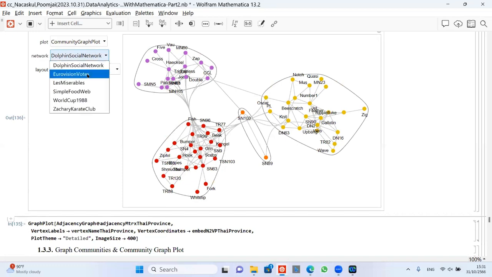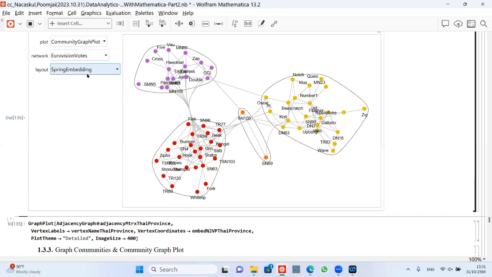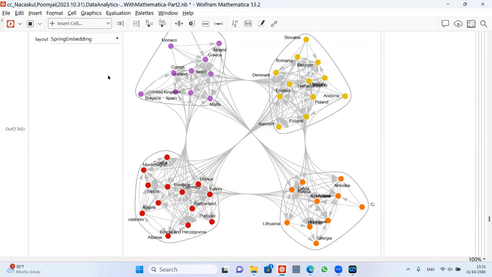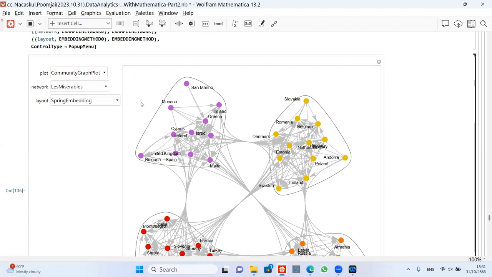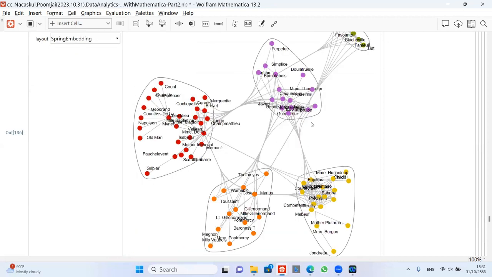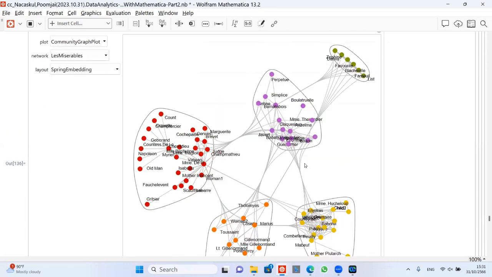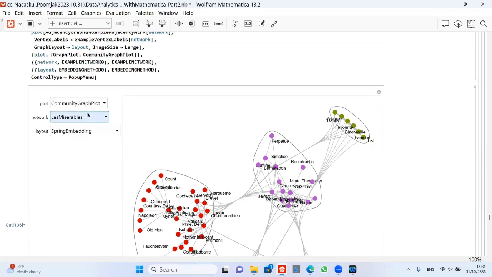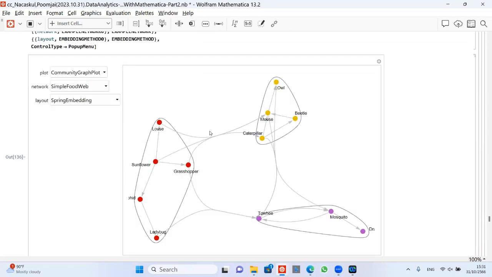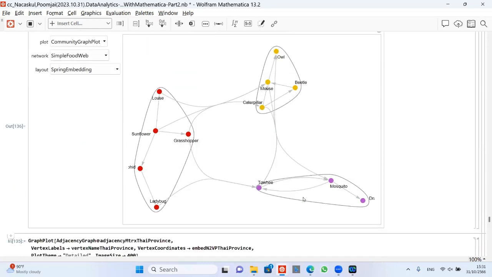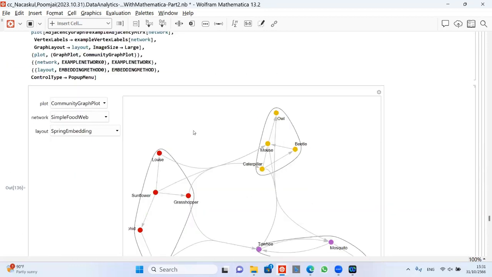So let's see Eurovision votes. Yeah, that's kind of like 2 groups, 4 groups. This is a musical, right? So let's look at that. So maybe there are 5 clusters. Maybe there's a subplot going on here involving all these people. Simple food web, right? So you can see that these are kind of intermediate guys, maybe a hunter, or I don't know.